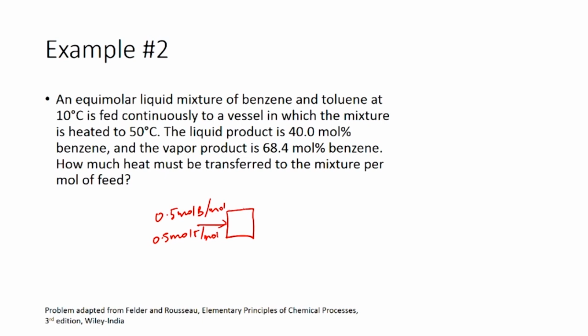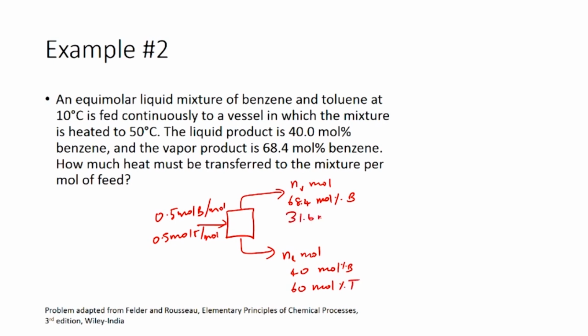which is entering. So, from here you have two streams which are leaving, one is a gas stream which is a vapor phase stream and the other is a liquid phase stream. Let us call the number of moles in the vapor phase stream as NV moles and the moles in the liquid stream as NL moles. The composition for these two streams have been given as 68.4 mole percent benzene in the vapor phase and 40 mole percent benzene in the liquid phase. So, which means the remaining 60 mole percent is toluene in the liquid phase and the 31.6 mole percent is toluene in the vapor phase.